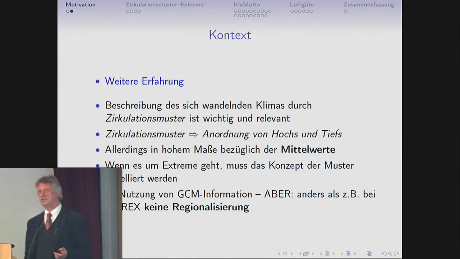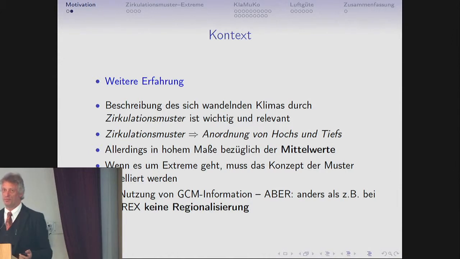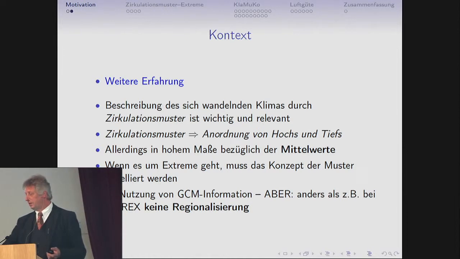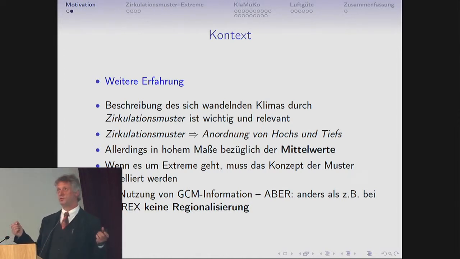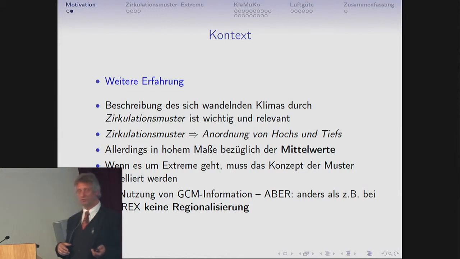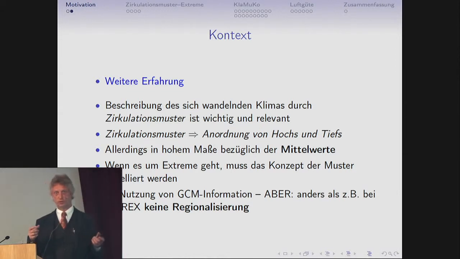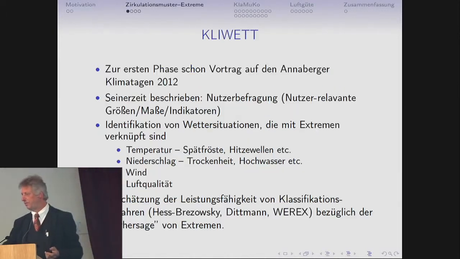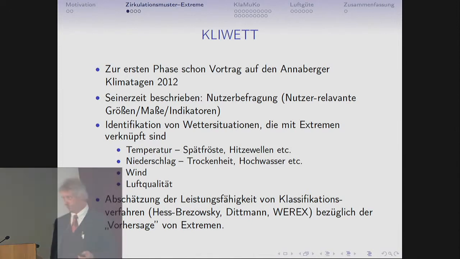So these circulation patterns are good to describe mean values, but when we talk about extremes, they are not so useful for this. And that's why we changed the concept of the patterns. We still use the information from the global model, but different compared to Variks. In this project we don't have a regionalization, but we use the global pattern to learn something about extremes.